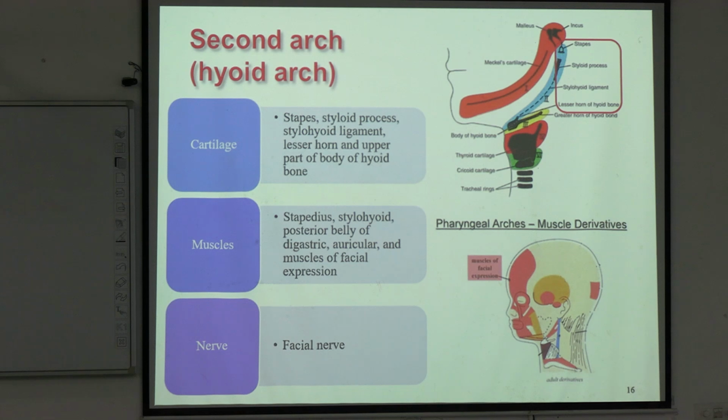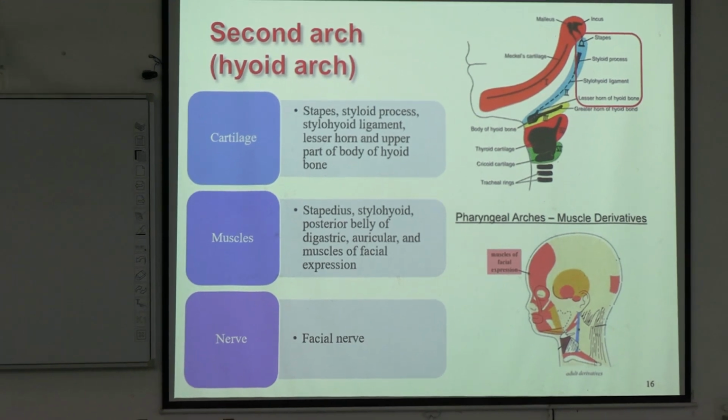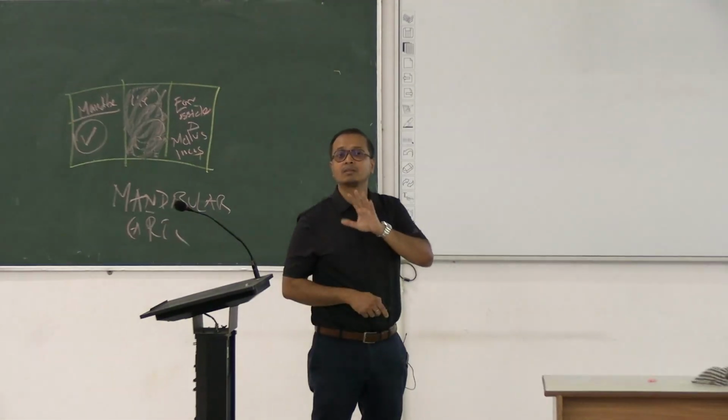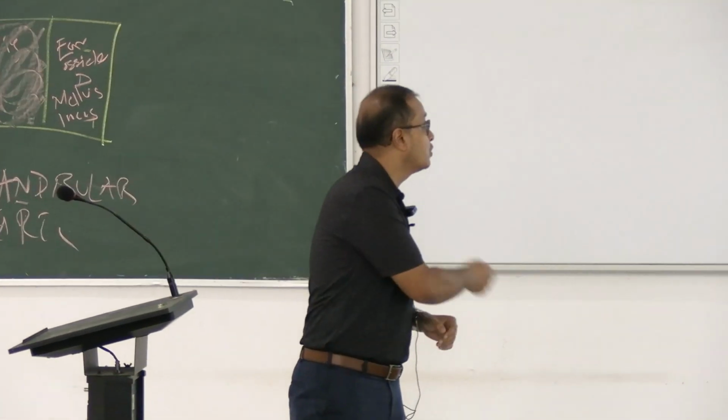And this explains why the anterior belly is supplied by the V and why the second belly, or posterior belly of digastric, is supplied by the 7th cranial nerve. So this is a kind of exam question.